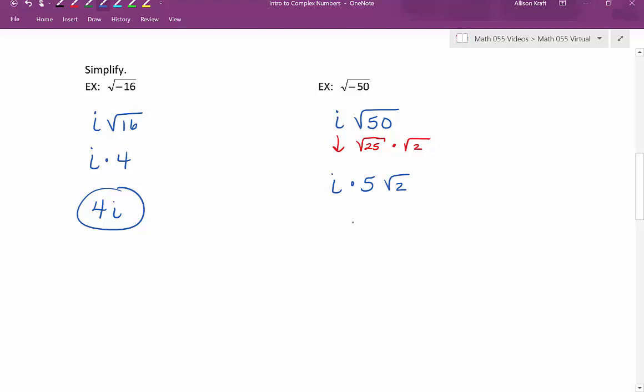But the way we normally like to write this is either 5 square root of 2 and then the i afterwards. That's ideal imaginary form, but I don't like to write it that way because it can be ambiguous whether the i is underneath the radical or not. So frequently you'll see it written 5i square root of 2.